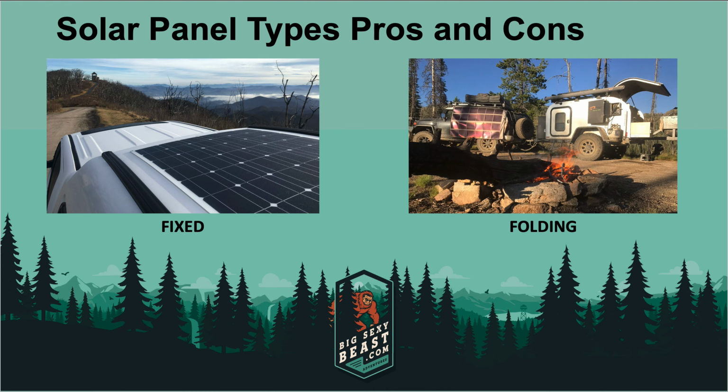The downside to that fixed 200-watt solar panel I have on top of my Tundra is that I like to camp in places that are really far off the grid, down a four-wheel drive trail and surrounded by trees, especially this time of year. They've got leaves. I'm not getting a lot of sun, which means I'm not making a lot of power. So that's probably one of the biggest downsides to the fixed solar panel.